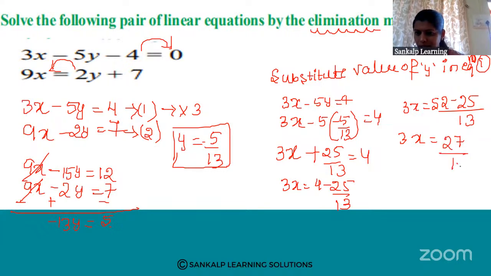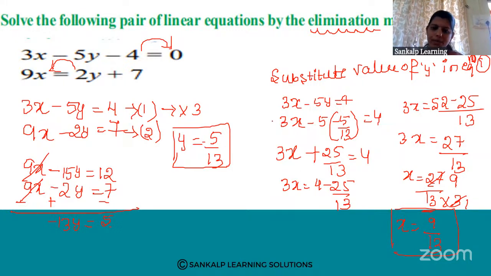27 divided by 13. Okay. Now transfer this 3 to this side. You will get x is equal to 27 divided by 13 into 3. So now 3 ones are 3, 3 nines are 27. Okay, so you will get 9 divided by 13. x is equal to 9 divided by 13. So 9 divided by 13 is the value of x.